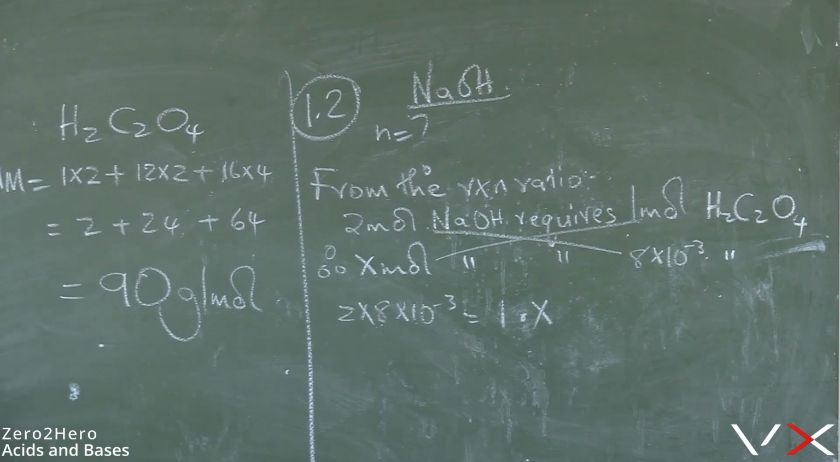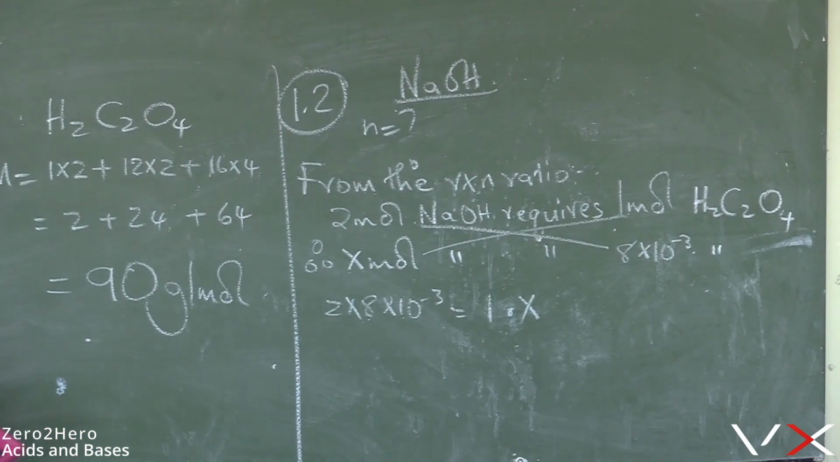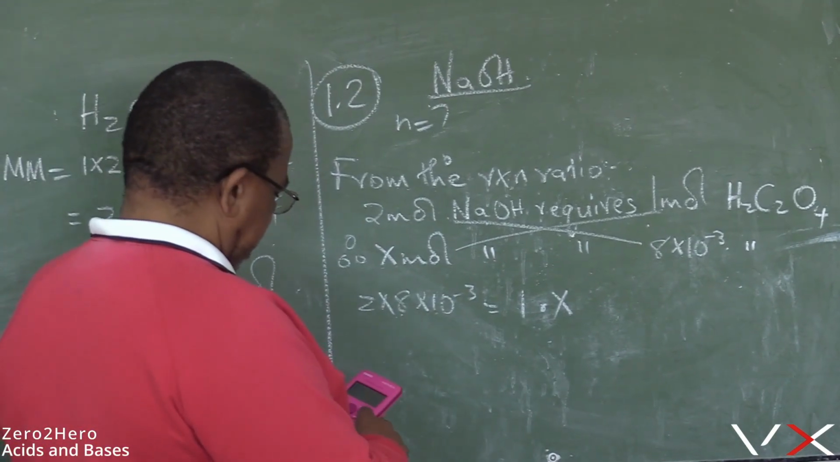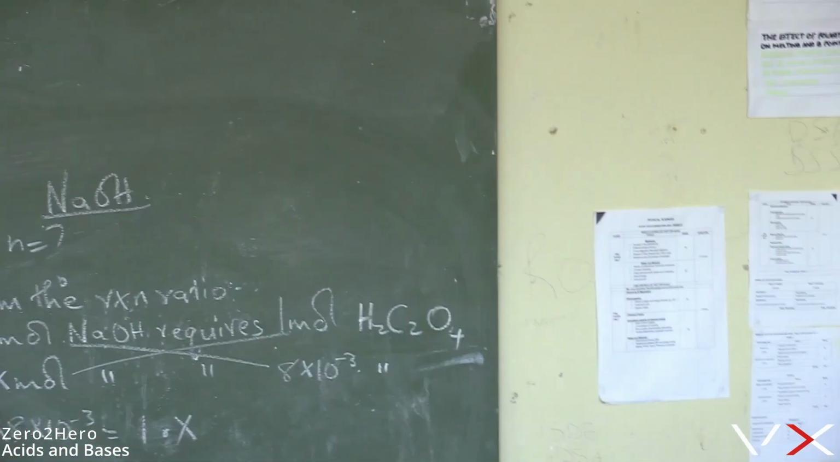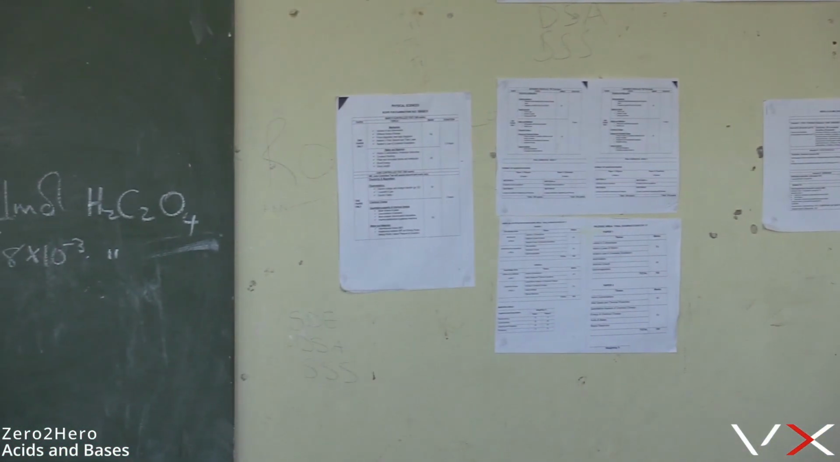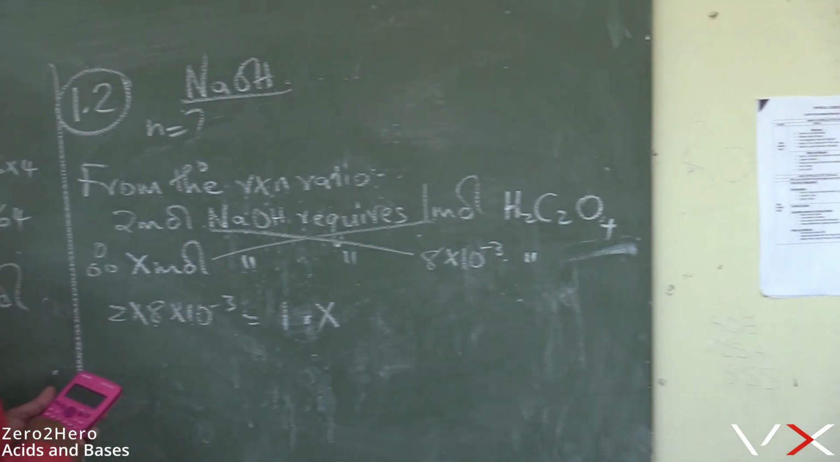So you cross multiply and you solve for X. So 1 times X is X. Then we can say 2 times 8, okay.